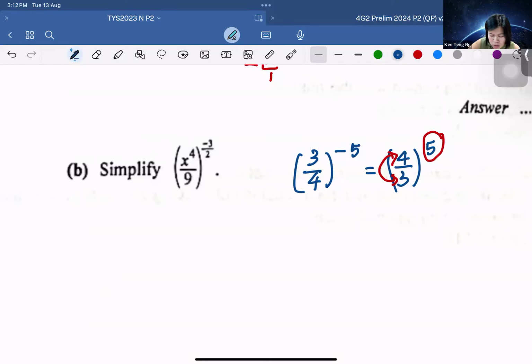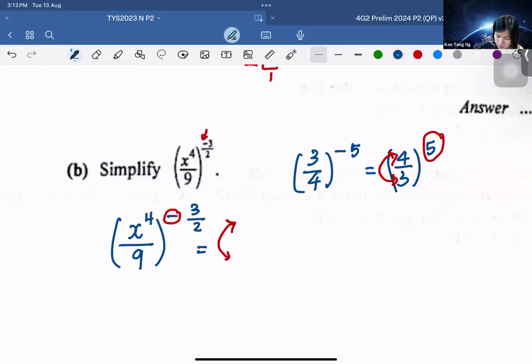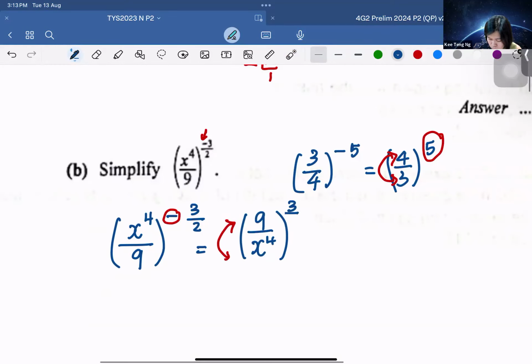So sometimes for this question, some students see a negative power here and they flip the power. Actually that is not correct. You just need to flip this portion over here. So what we're going to do is deal with the negative power first. So x to the power of 4 over 9, the power is negative 3 over 2. I'm going to flip the base, so it becomes 9 over x to the power of 4, whole thing to the power of 3 over 2. This one's still okay?